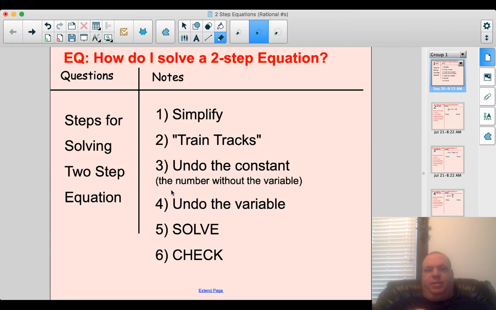We're going to do just a couple examples today that are a little bit more complicated and have some decimals and fractions involved, but the same steps, just to make sure the decimals and fractions don't throw us off.